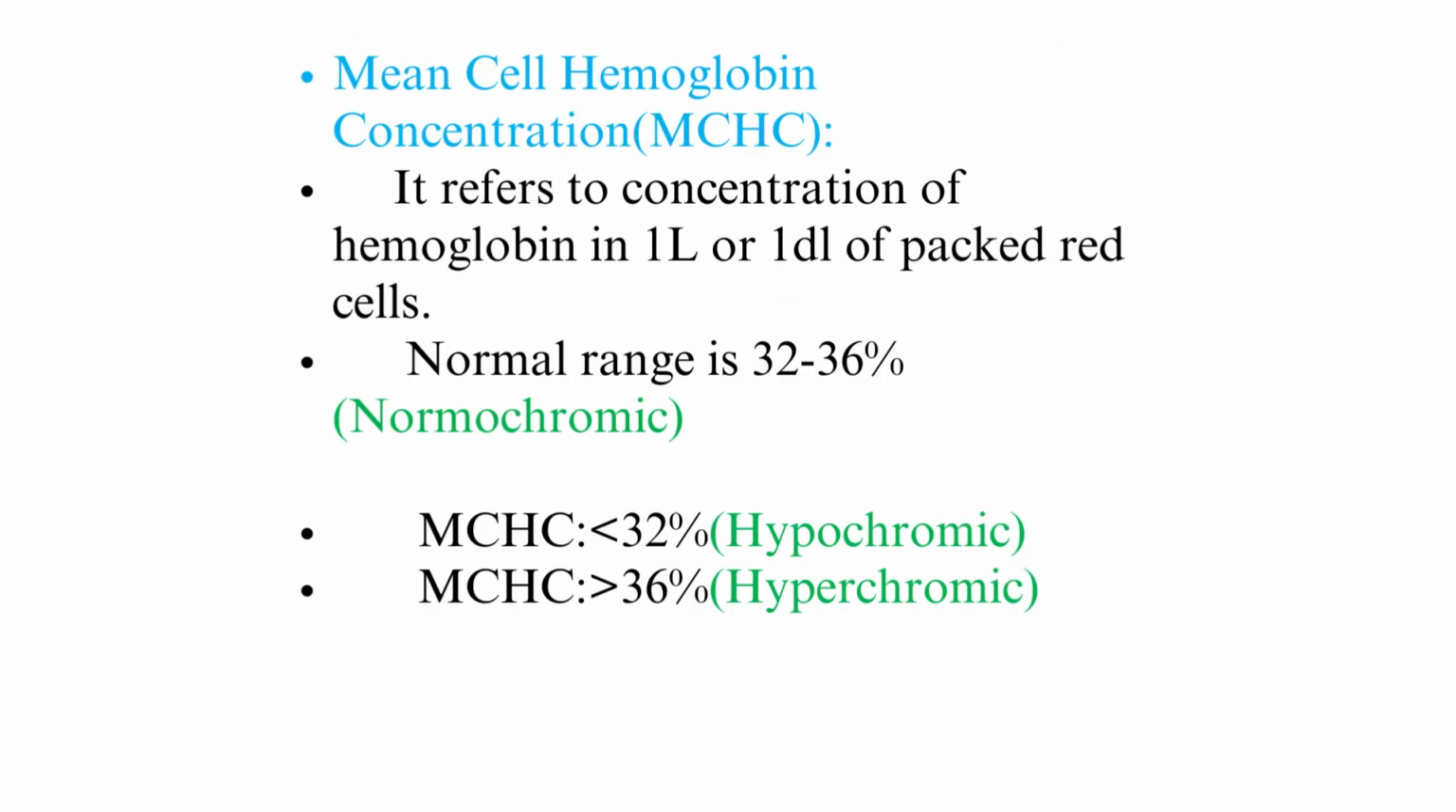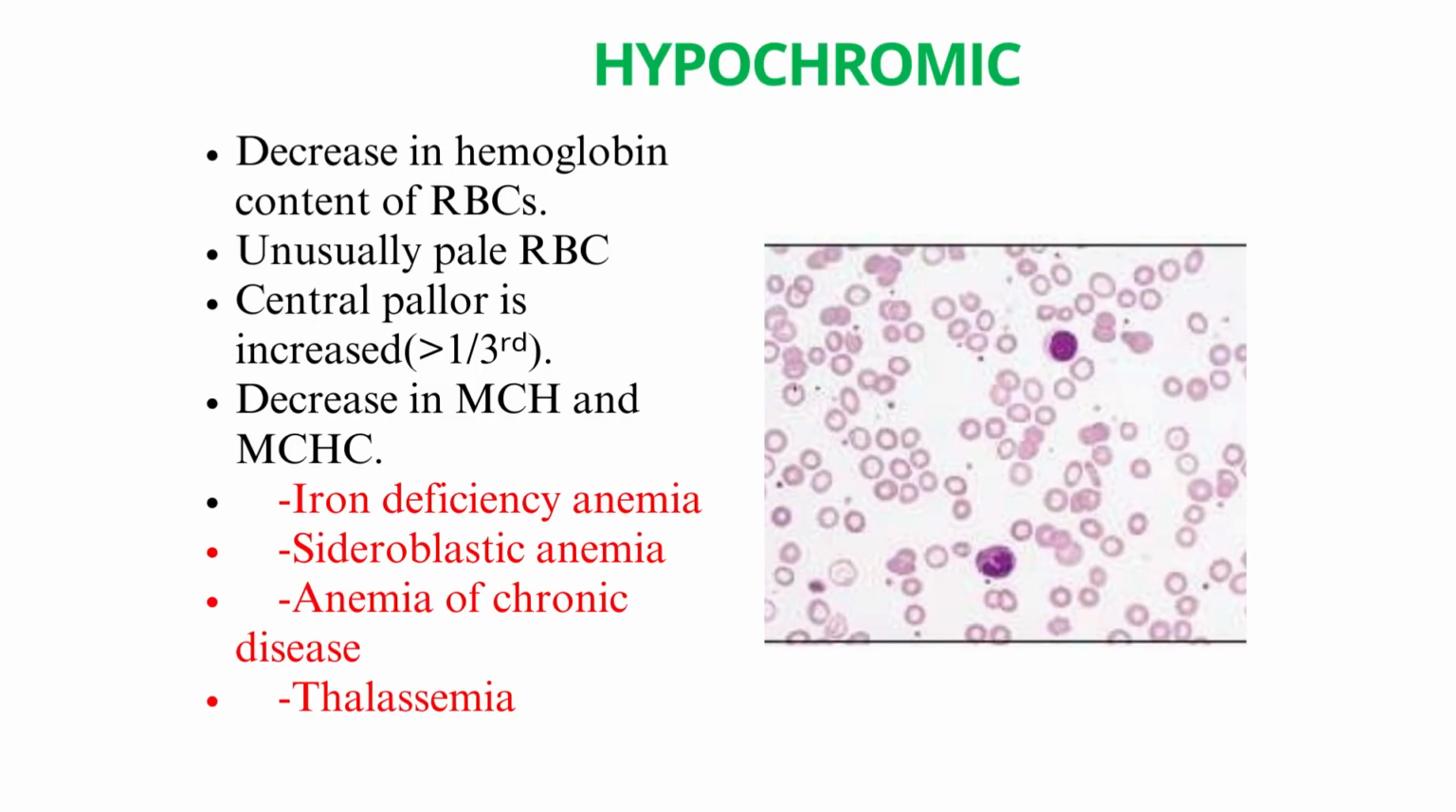Now coming to another thing which defines the concentration of hemoglobin, MCHC, which is your mean cell hemoglobin concentration. It refers to the concentration of hemoglobin in 1 liter or 1 deciliter of packed RBCs. So normal range is 32 to 36%, and that is your normochromic. If it is less than 32%, it is considered hypochromic, and more than 36% is considered hyperchromic. Now hypochromic means there is a decrease in the hemoglobin content of the RBCs.